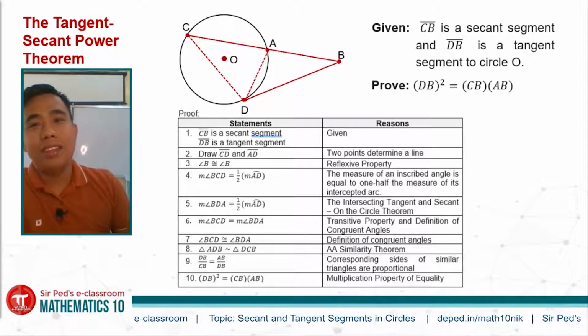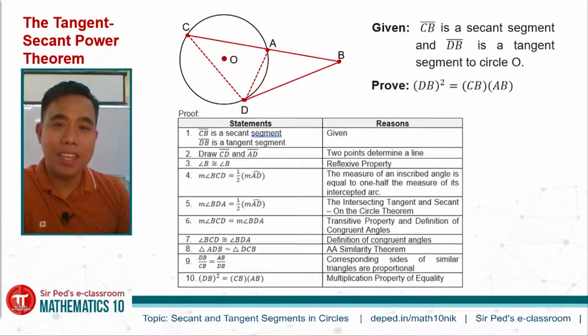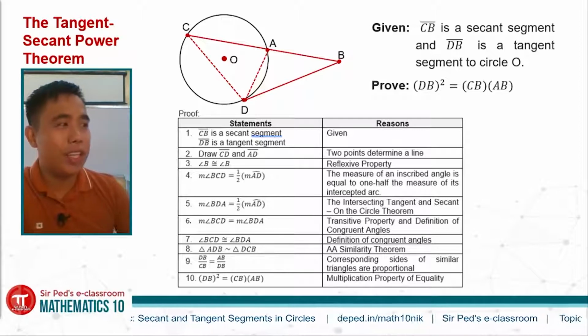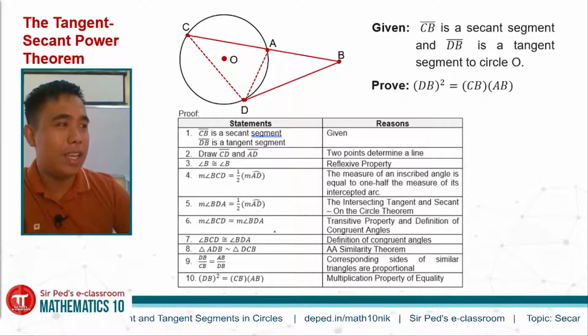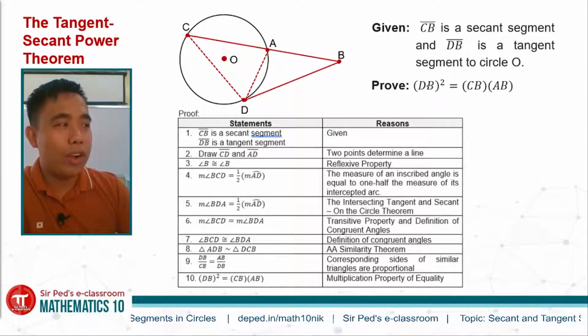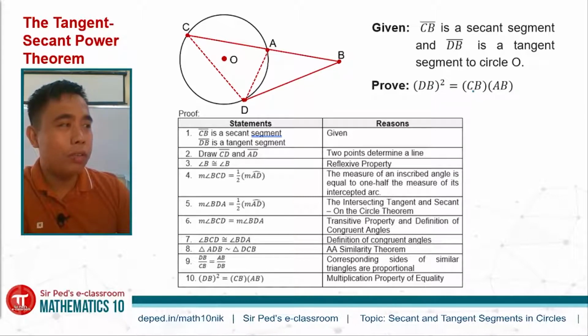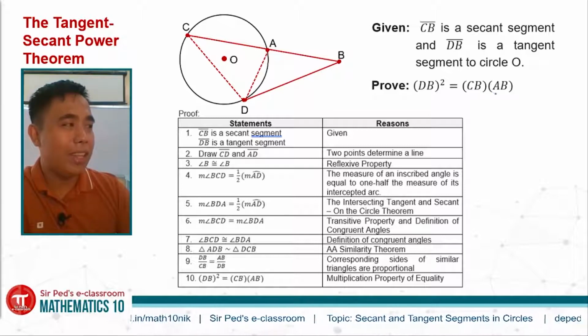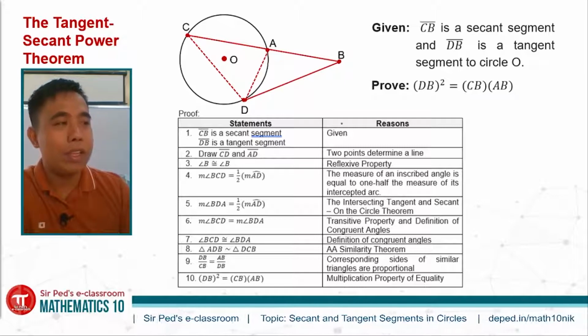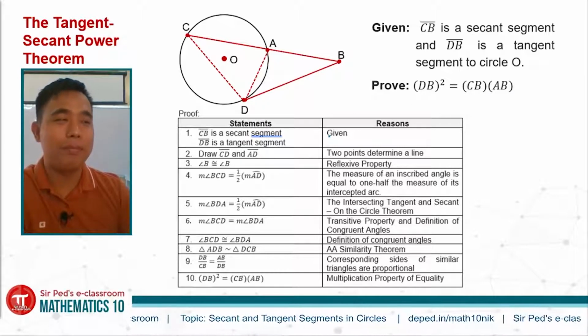Given: CB is a secant segment and DB is a tangent segment to circle O, as you can see in our figure. We're going to prove that the square of the tangent segment is equal to the product of the secant segment and the external secant segment, CB and AB, respectively. So we are going to prove this using the two-column proof.